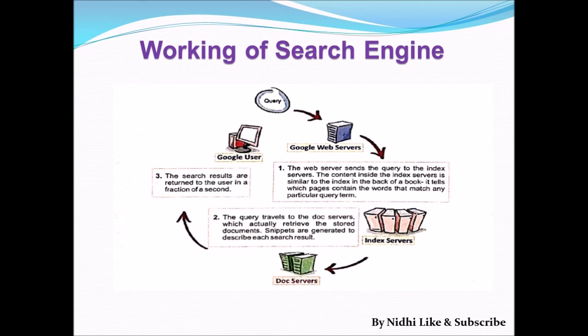So here in the diagram you can see we have typed that query. Query means we have written the word India, and then this query will go to the Google web server. The user will do the query and that query will go to the search engine. The web server sends the query to the index server. There are different types of servers, so it will send that query to the index server.